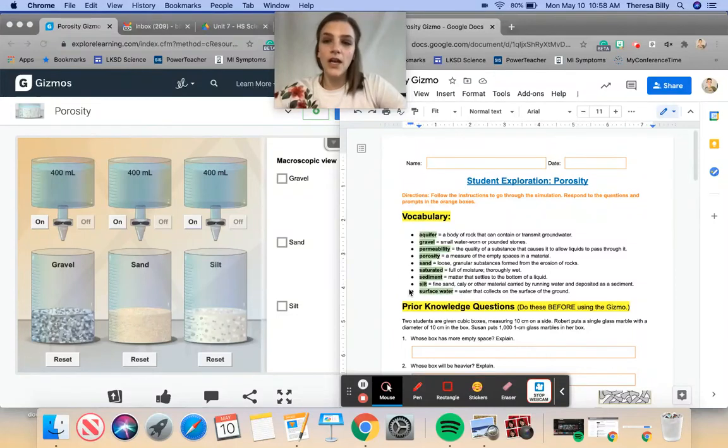All right, so this video is going to help you out with the Porosity Gizmo. What you should have open on your screen is the Google Doc on one side and then the Gizmo itself opened up on the other side.